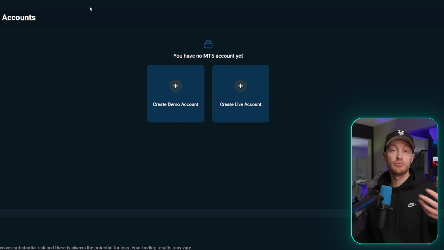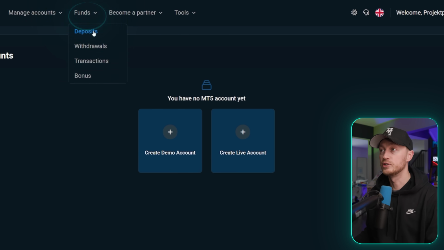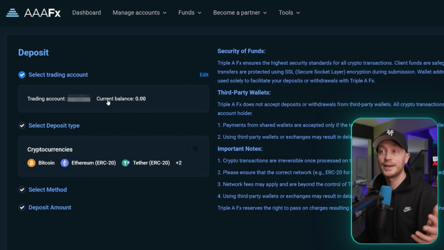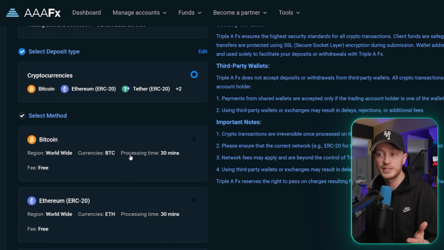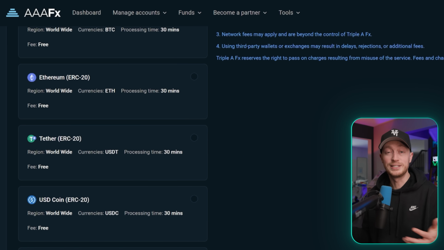And then when you're actually ready to trade live, you could come to Funds, Deposits. You can select your trading account here. You could select your deposit type, put that money in, and start placing live trades.